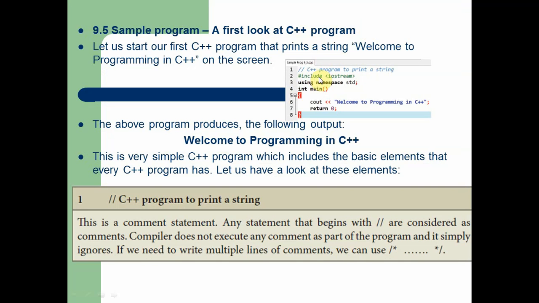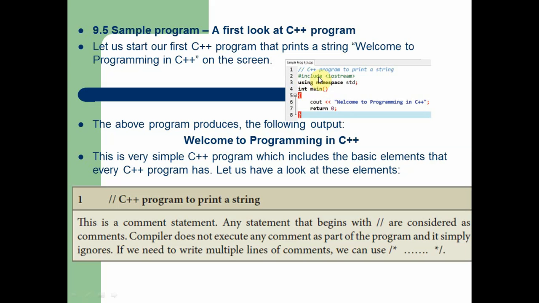If you use more than one header file, then you should add another line like a hash include, and within this angular bracket you mention the header file name, like iostream. So we will see one by one. Just remember, this is the second line. The meaning of the second line is we are adding the iostream header file to our program by using the hash symbol.